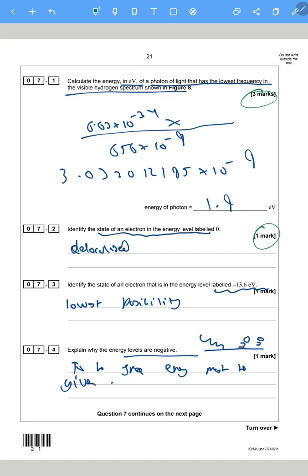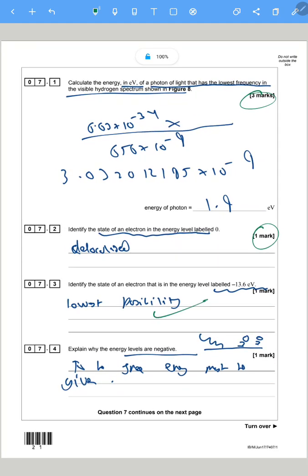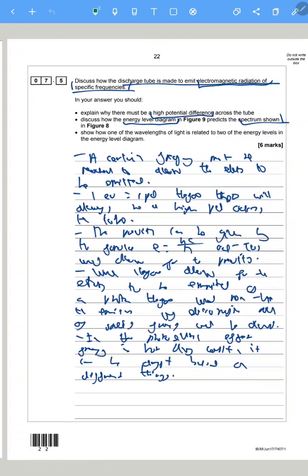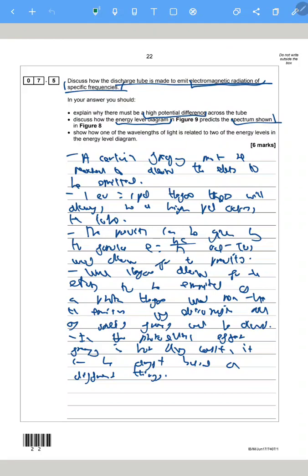The lowest level an electron can occupy. Lowest possibility. Yep. And why is it negative? To become free, to remove an electron, energy has to be supplied. Energy must be given. Yep. Oh, this is madness, yeah. Okay then.